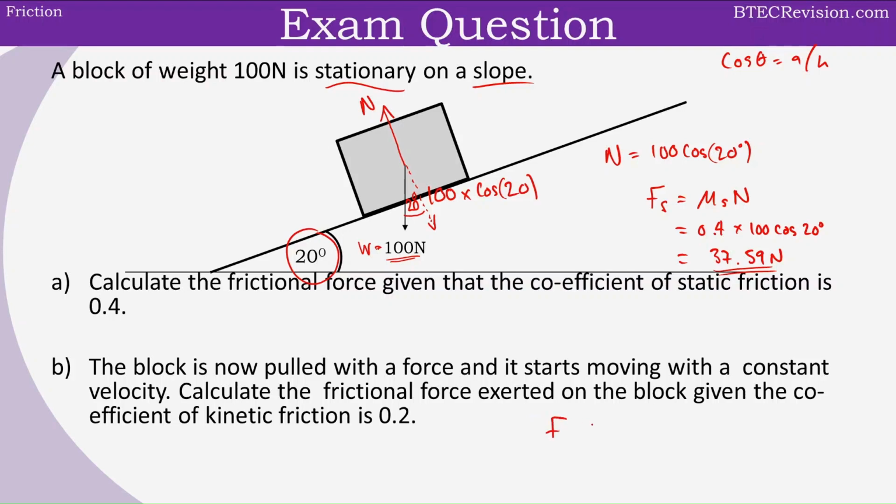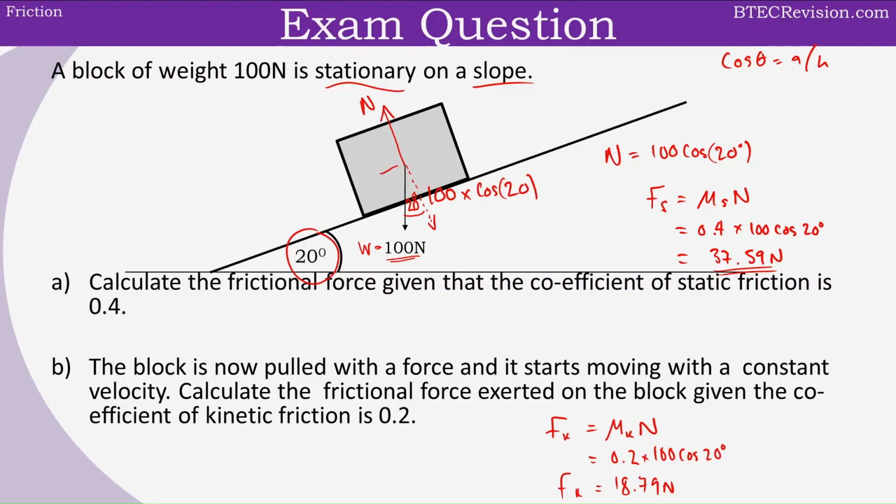So if we write down the equation, kinetic friction equals the coefficient of kinetic friction multiplied by the normal. We can plug in the value 0.2, and we have our value for the normal from before, and that's 100 cos 20. And that would be giving us a value of 18.79 newtons. Now, what is this telling us?